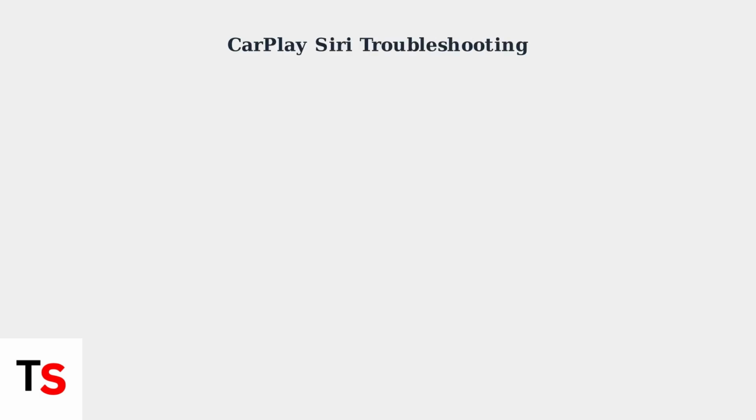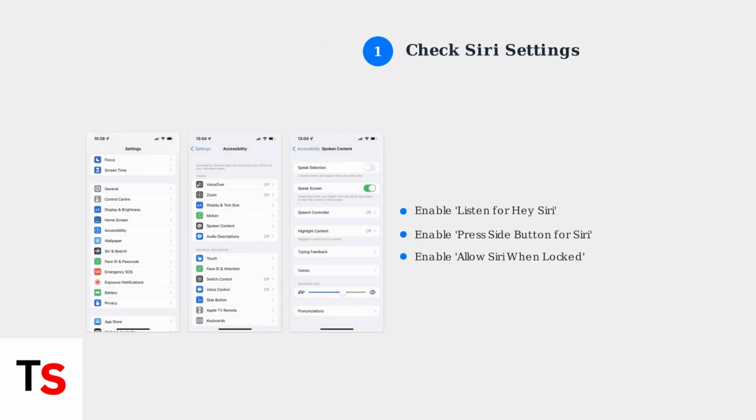When Siri isn't responding in CarPlay, follow these systematic troubleshooting steps to restore functionality. First, verify that Siri is properly enabled on your iPhone. Go to Settings, then Siri and Search, and ensure Listen for Hey Siri, Press Side Button for Siri, and Allow Siri when Locked are all turned on.